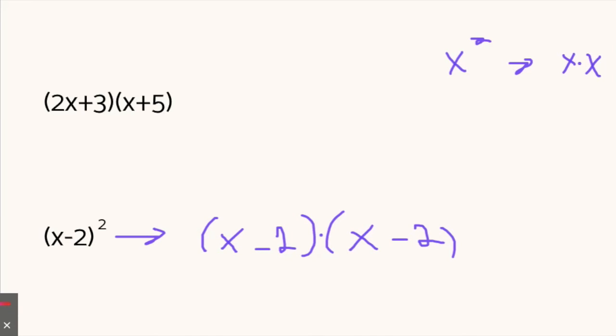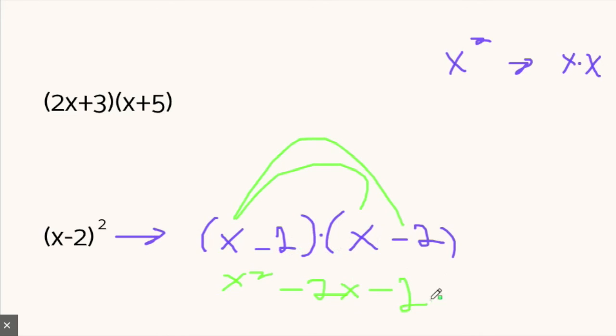And when we write it like that, we can just use FOIL. X times x is x squared. X times negative 2, negative 2x. Negative 2 times x, negative 2x again. And negative 2 times negative 2, which is plus 4. And when you combine like terms, you get x squared minus 4x plus 4.